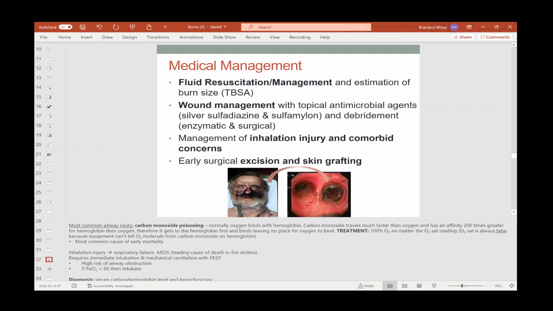But if I'm allergic to sulfa, can I take that drug? No, I cannot. So they'll have to use something else.